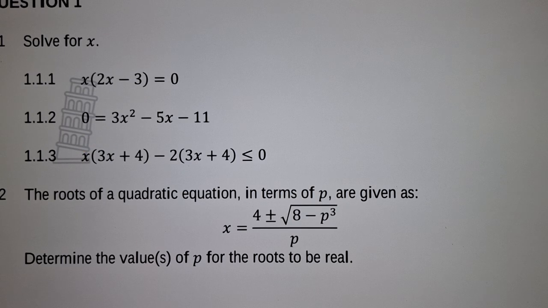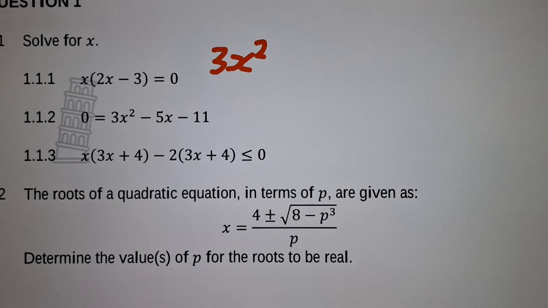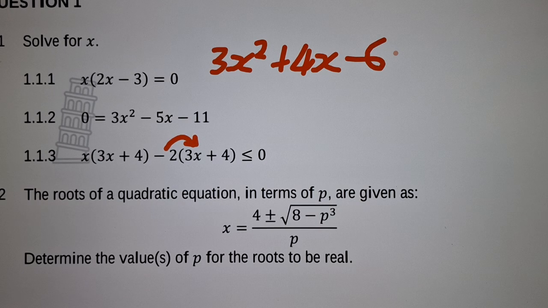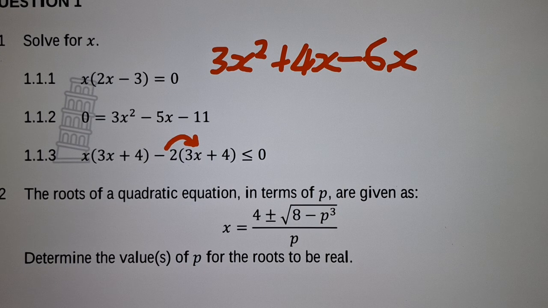So x times 3x will give us 3x squared. Then I write it down. After that, we have x times 4, which will give us 4x. Then negative 2 times 3x is equal to negative 6x. Okay, then I write it down, negative 6x. Then the last one, negative 2 times 4, will give us negative 8. Then we say less than or equal to 0.